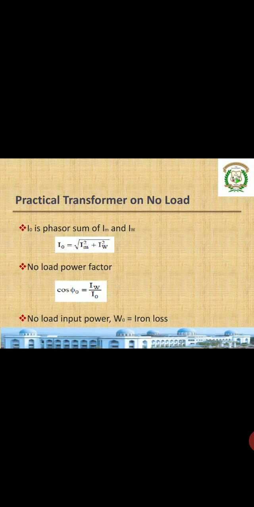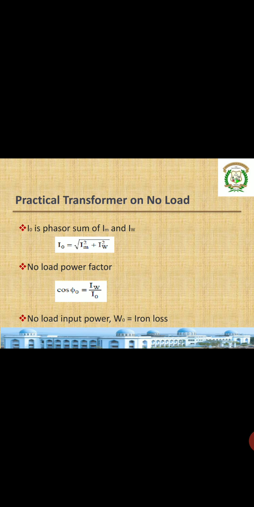What is I naught then? I naught is the phasor sum of Im and Iw, as you have seen in the phasor diagram. We can write I naught equal to the square root of Im square plus Iw square. And if you want to get cos phi naught, the no load power factor, it is Iw by I naught.